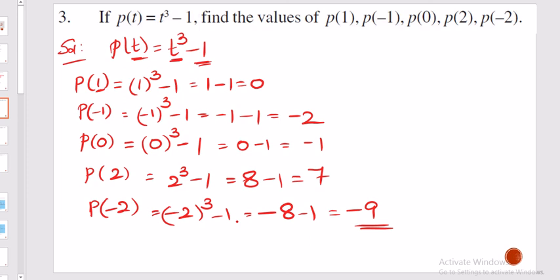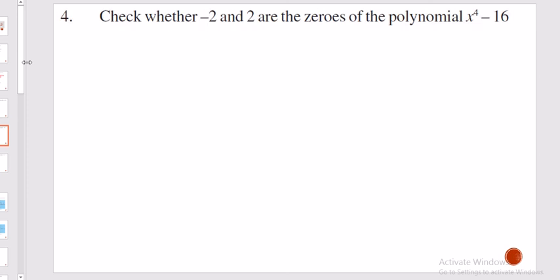Next, moving on to one more question. We need to check whether these are zeros of the polynomial or not. What is meant by zeros of the polynomial? On substituting the value in the given polynomial, if it makes the polynomial 0, then we say those are zeros of the polynomial. Now, what is given? x power 4 minus 16. Since it is in the variable x, to avoid always writing the polynomial, I am considering the polynomial as p of x.